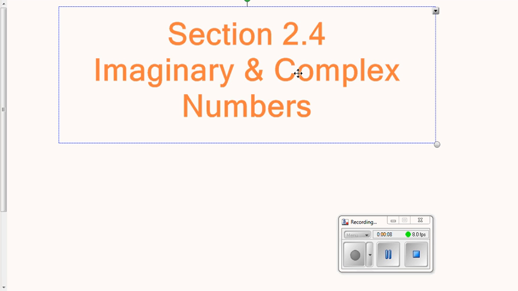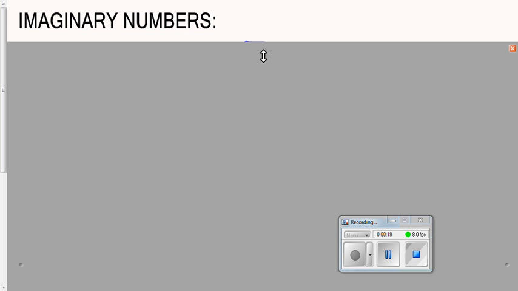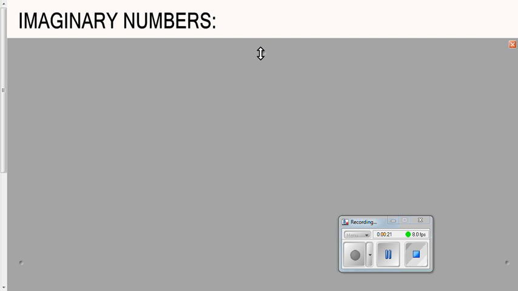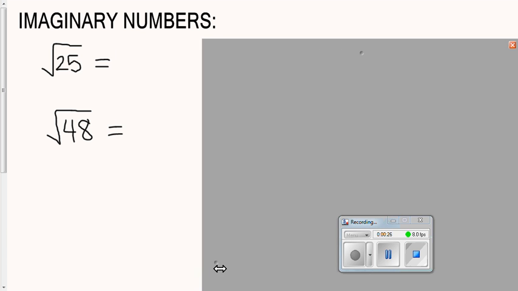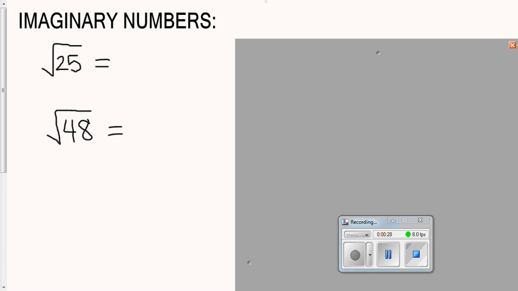Okay, today's lesson deals with section 2.4, which is all about imaginary and complex numbers. First, we'll deal with imaginary numbers. When you take the square root of something, like say the square root of 25, that is 5.